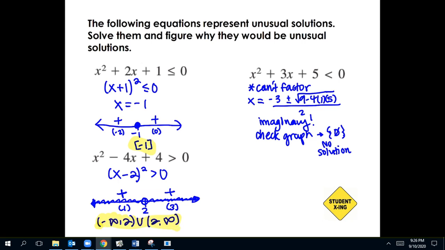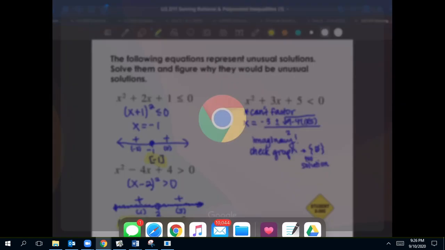And then this last one on the right, if you try to factor it, you can't. And so I did a quick little quadratic formula. And if you see here, I didn't even finish it because I noticed that 9 minus 20 would be negative. And so it's imaginary, and we want to check the graph for that last one. And so let's go ahead and see what the graph shows.